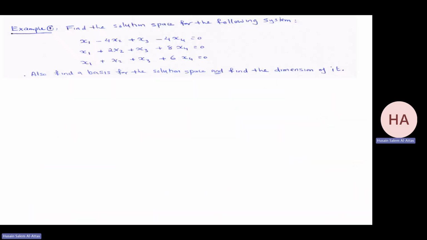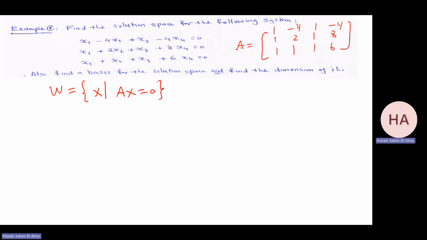Okay, let me do this example. Find the solution space for the following system. Also find the basis and then find the dimension. So what is the solution space? What is A? A will be 1, minus 4, 1, 1, 2, 1, 1, 1, 8, 6. So the space will be all x such that Ax equals 0. That will be my space.